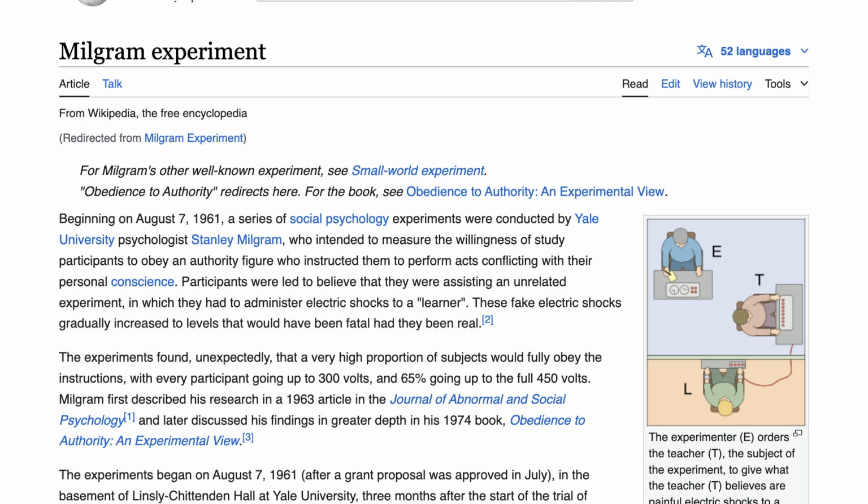Milgram first described his research in a 1963 article in the Journal of Abnormal and Social Psychology and later discussed his findings in greater depth in his 1974 book, Obedience to Authority: An Experimental View.